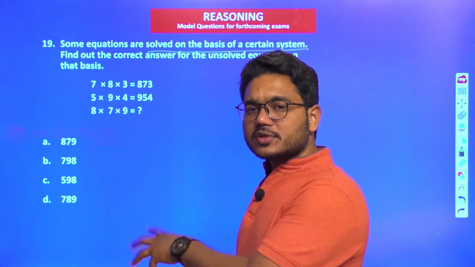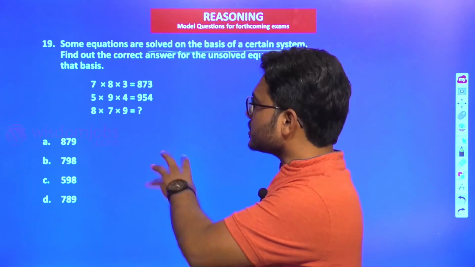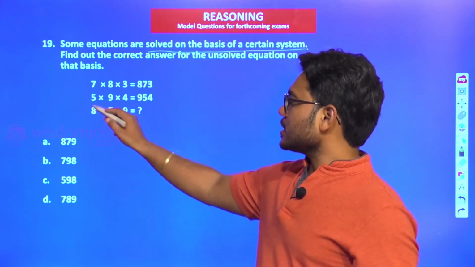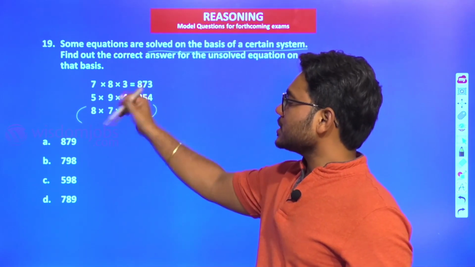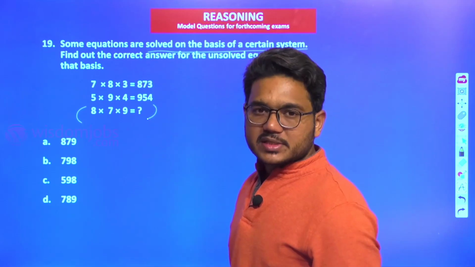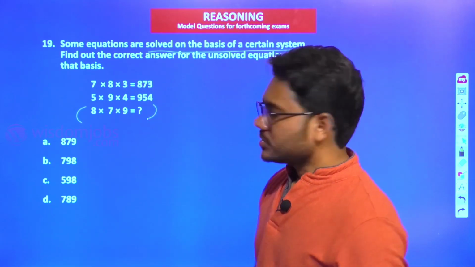So they have followed some pattern and identified this equation and particular system. Find out the correct answer for the unsolved equation. So this unsolved equation also must follow the same basis, same system on which these two are based. Okay, identify the equation on that basis. So just check.